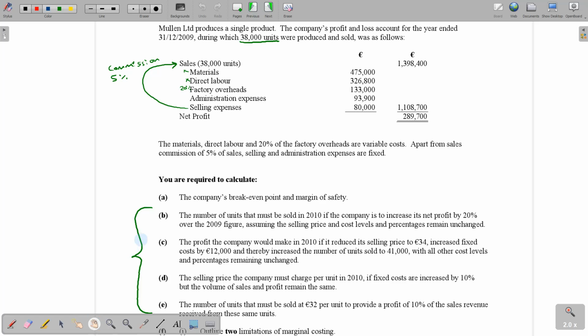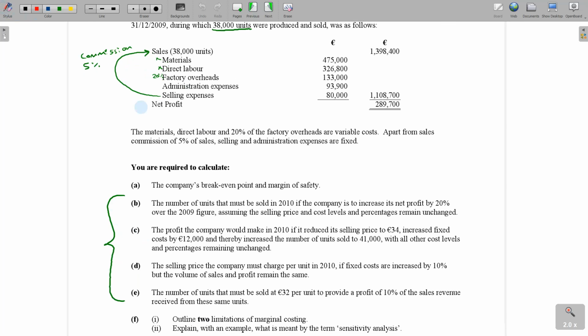We are told to find the number of units that must be sold in 2010 if the company is to increase its net profit by 20%. So there's a few things here. We're looking for the number of units that must be sold. That means our variable, so if you think about maths, our variables are normally x's and y's, is going to be U, or the number of units.